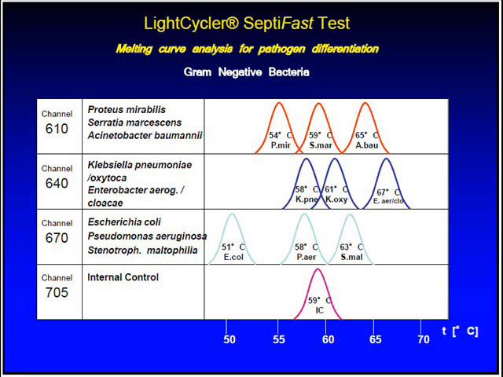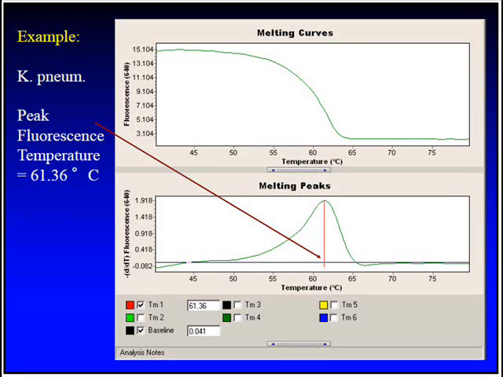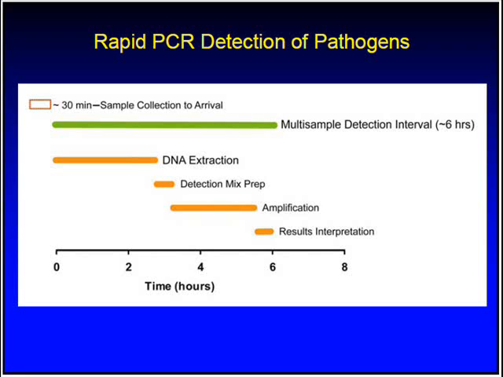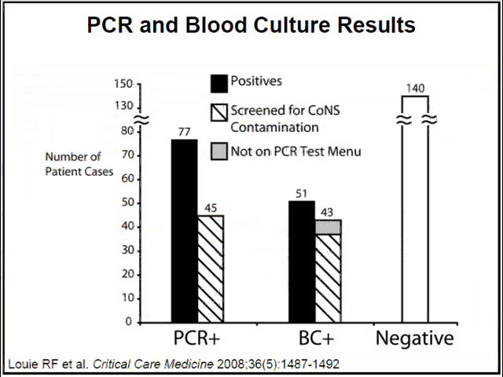For example, Klebsiella in the 640 channel versus Pseudomonas in the 670. The melting peak analysis as displayed on the LightCycler software, this melting peak profile for the 640 channel is indicative of Klebsiella. This figure illustrates the time workflow for pre-analytical, analytical, and post-analytical sample processing on the SeptiFast multiplex assay. The total analysis time, as mentioned earlier, when simultaneous testing of 7 patient samples is about 6 hours.